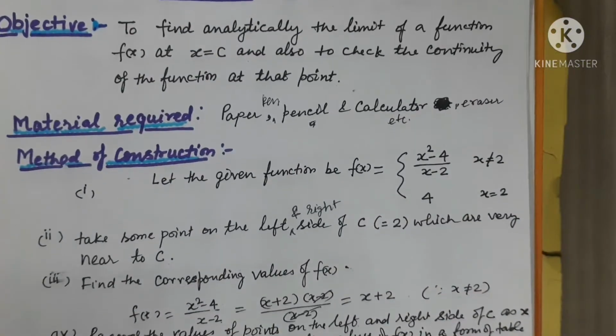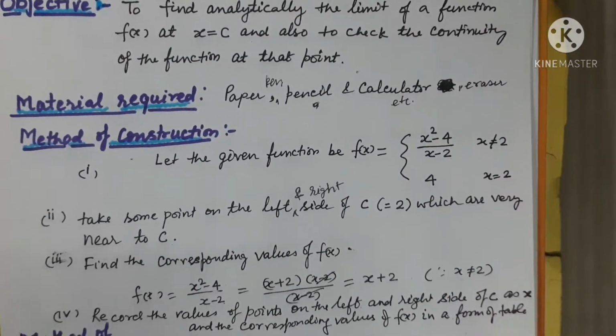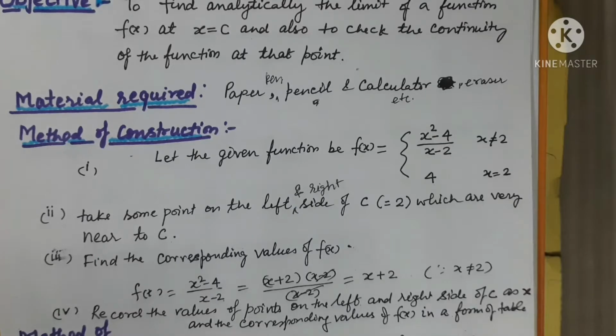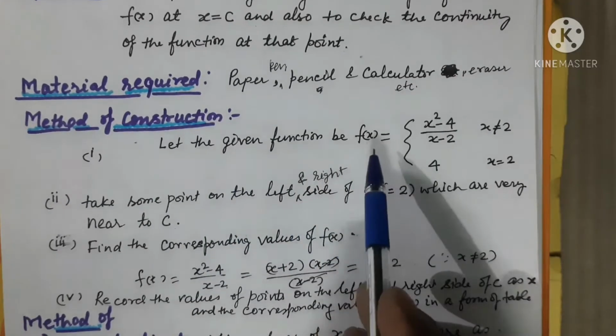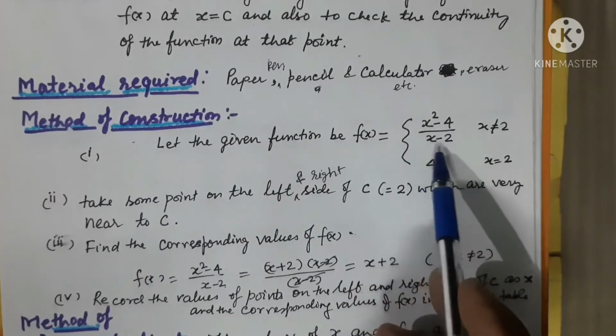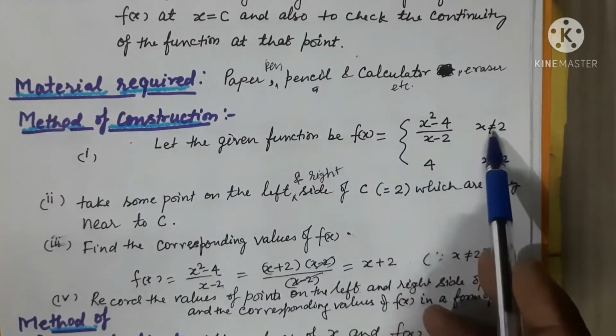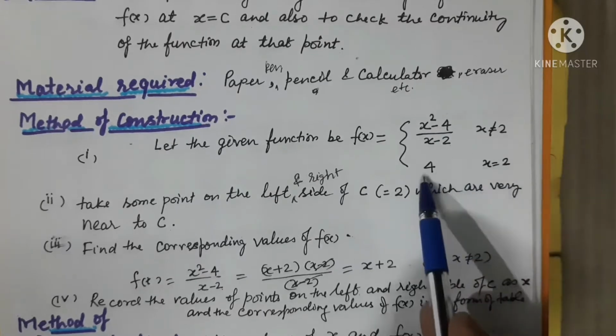Material required for this activity: paper, pen, pencil, calculator, eraser, etc. Method of construction: let the given function be f(x) equal to (x square minus 4) upon (x minus 2), where x is not equal to 2, and at x equal to 2, f(x) equal to 4 is given.